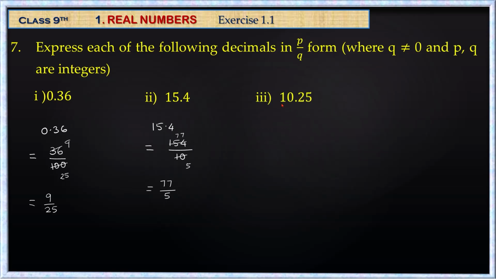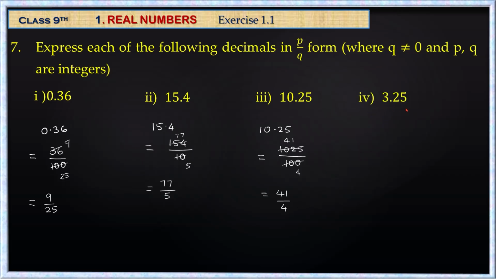Next bit, 10.25. 10.25 is equal to, remove the decimal, it will become 1025 divided by, after the decimal 2 digits are there, so we divide it with 100. Now both the numbers can be cancelled in the 25 table. 25 fours are 100, 102 minus 100 is 2, becomes 25, 25 ones are 25. So this is equal to 41 by 4.